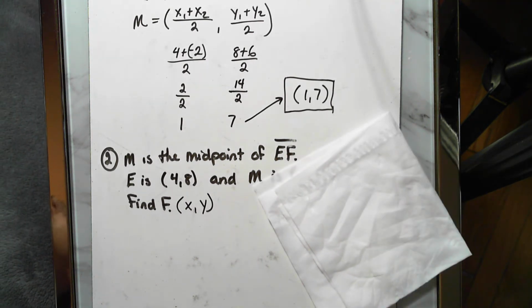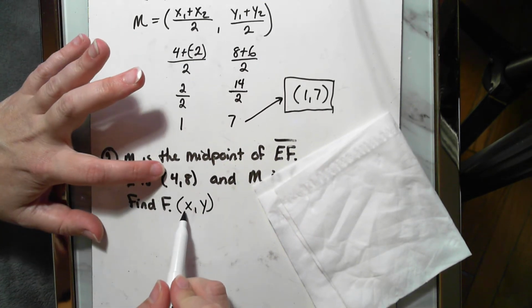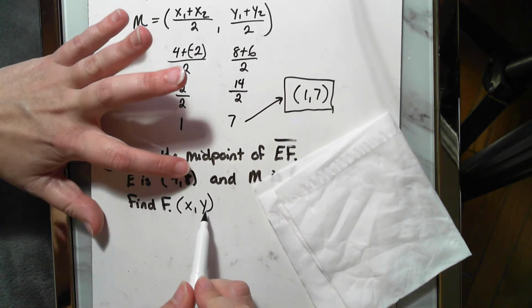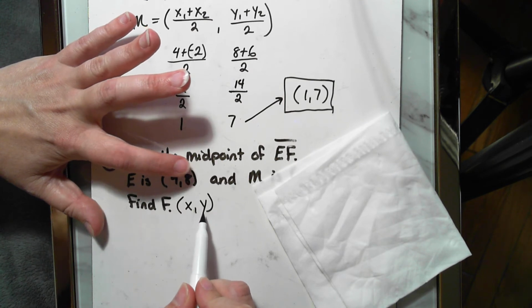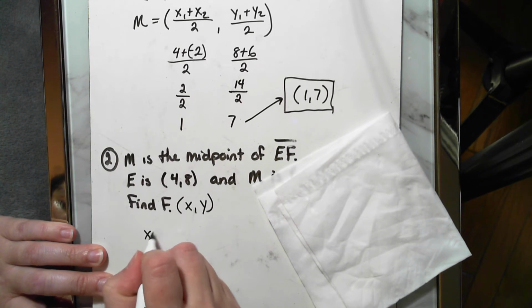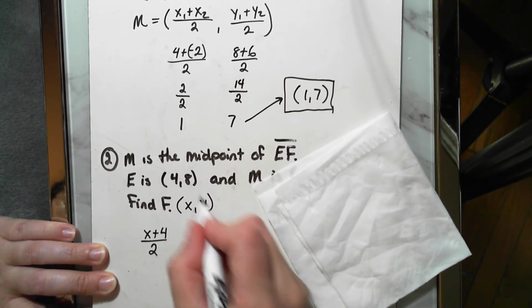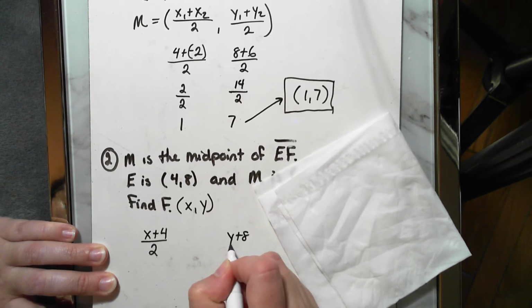I'm going to do the same thing I did at the top here. I'm going to average the x's, add them together, and divide by 2. I'm going to average the y's, add them together, divide by 2. So I have x plus 4 divided by 2, and I have y plus 8 divided by 2.